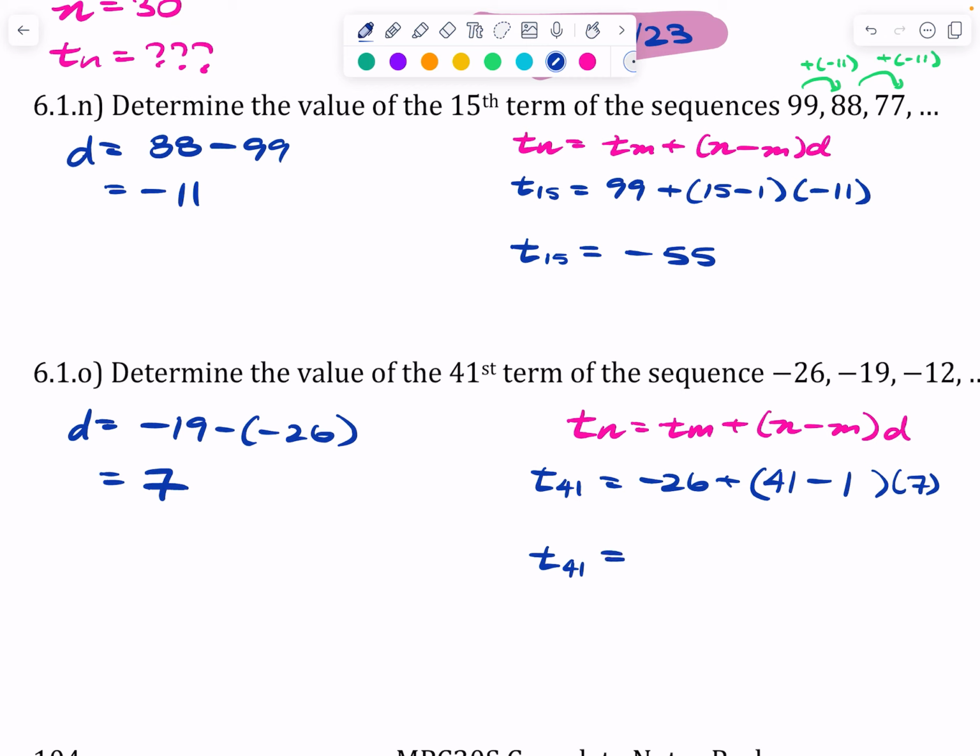So punch it directly into your calculator and get 254.